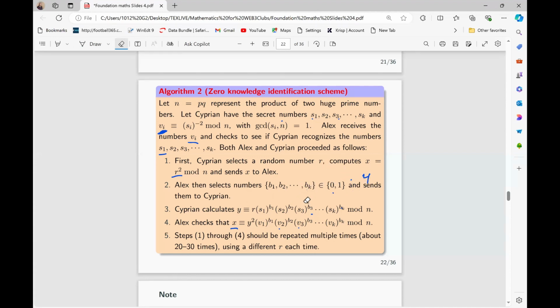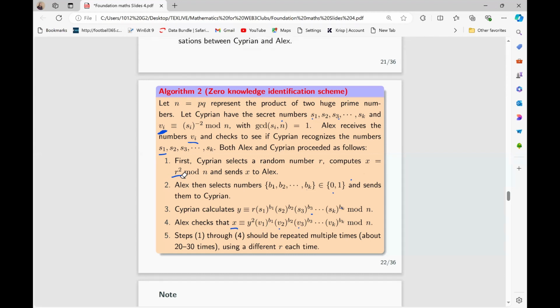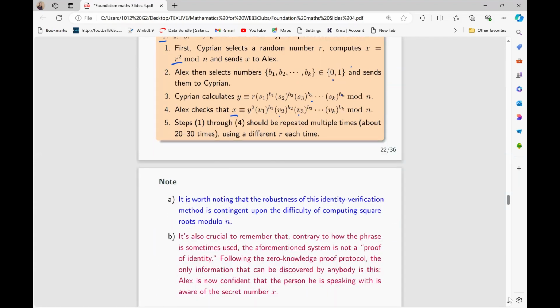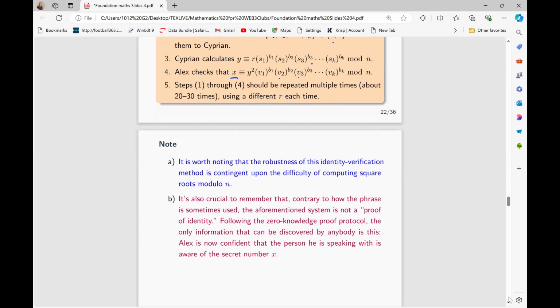And then when he gets that it is true, he chooses other B1s, B2s, different ones, and again sends them to you, so that you repeat the same process from 1 to 4 until he's convinced. Even if he sees that Y squared multiplied by those gives him X, he's still not convinced, so he chooses another B1, B2, and so on, and sends them to you, and that process continues. Now, that is the identification scheme.